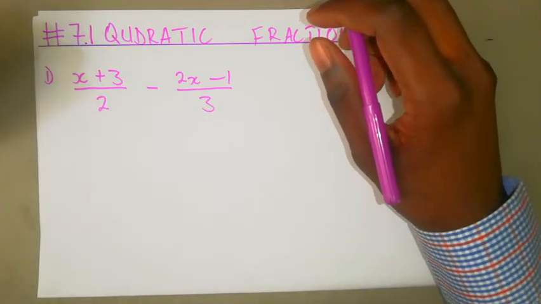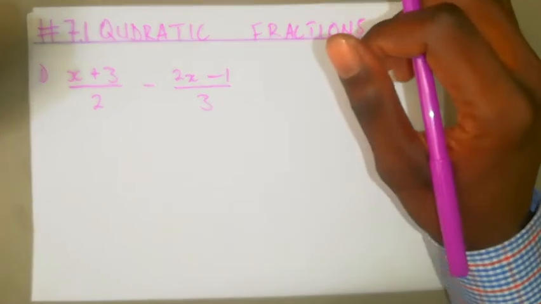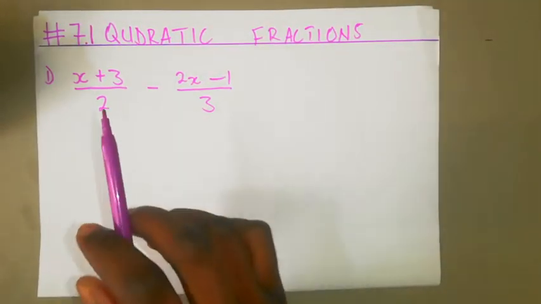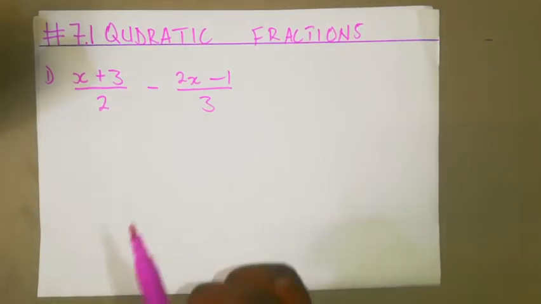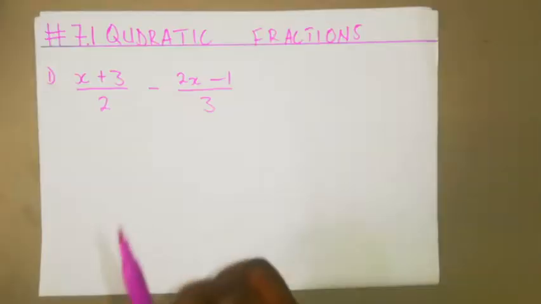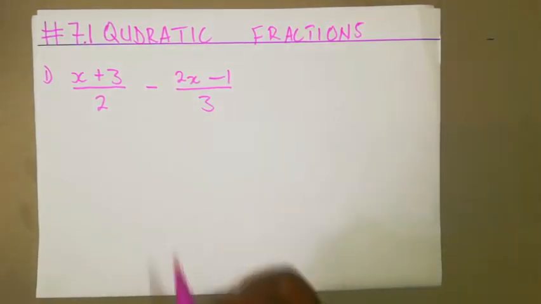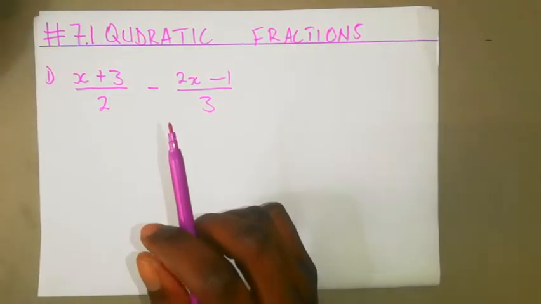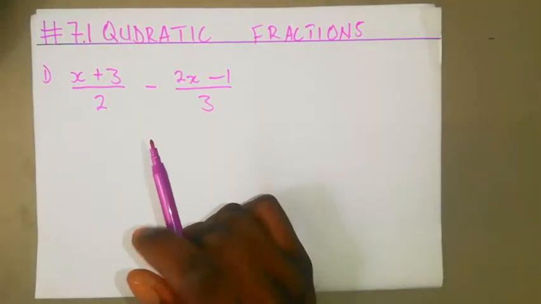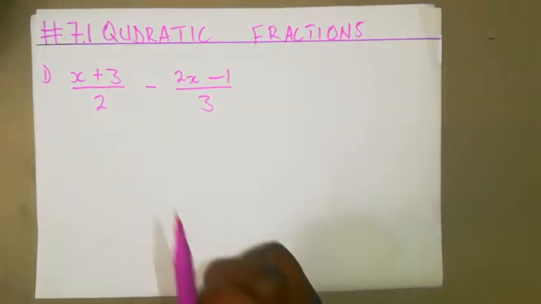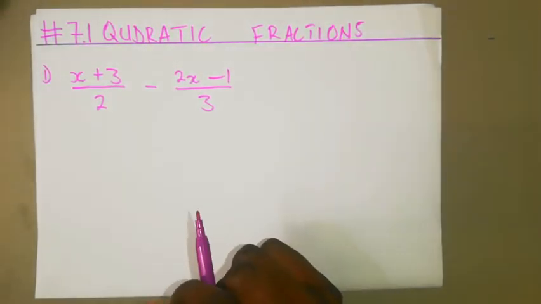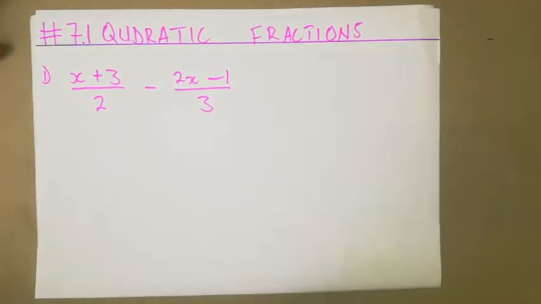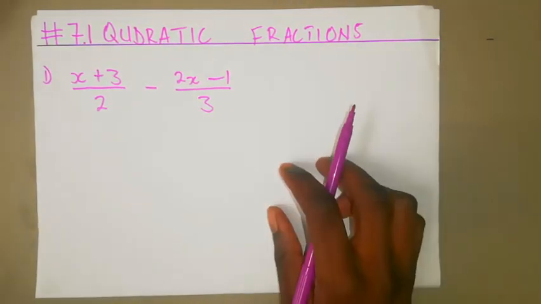In this case, you also have to understand the terminology that is used in questioning you most in exams. The typical word used in most of these quadratic fractions that require you to determine the lowest common multiple is the word express. Whenever you come across a quadratic fraction with the word express, the following is the working you are supposed to do. The first thing here, your denominators are 2 and 3. So let's determine the lowest common denominator.